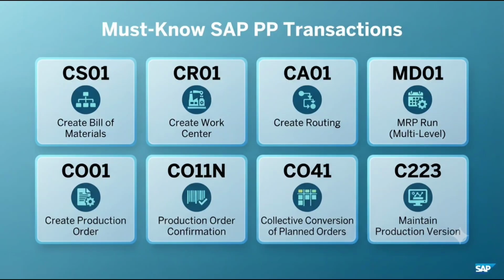There are several important transaction codes every SAP PP user should know. CA01 is used to create bill of materials. CR01 is for creating work centers. CA01 helps create routings. MD01 or MD02 is used to run MRP. CO01 is for creating production orders, and CO11N is used for order confirmation.